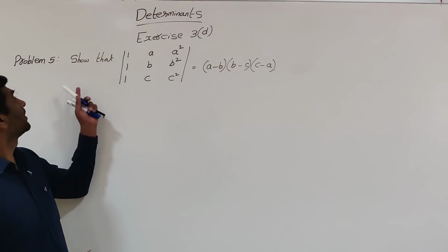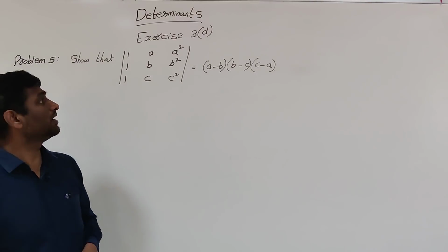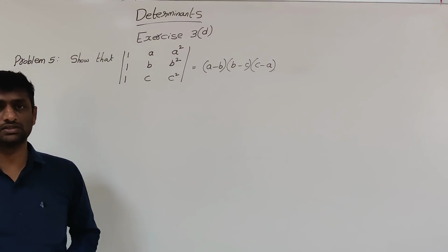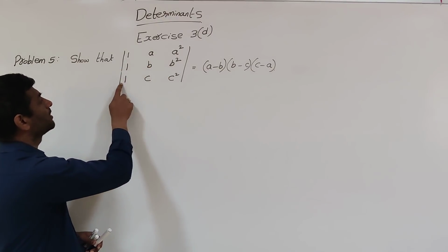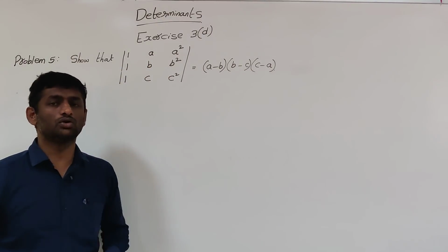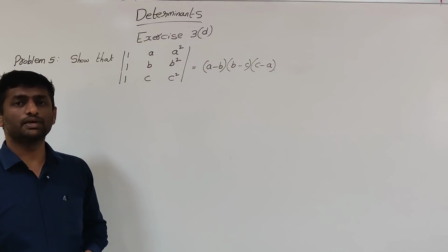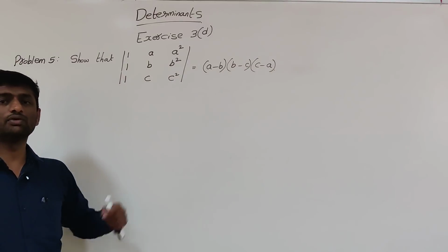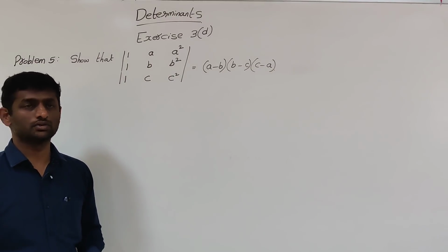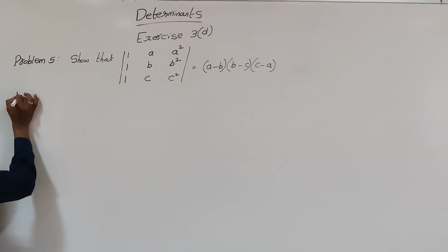Problem number 5. Show that the determinant of a 3 by 3 matrix with rows 1, a, a square; 1, b, b square; 1, c, c square is equal to a minus b into b minus c into c minus a. So we have to take the LHS and prove that it is the RHS. So we will see the proof.